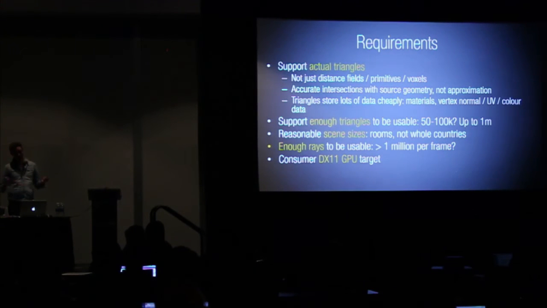I wanted to support a decent size of scene. I didn't want to have to support infinite landscapes or anything like that, but something that was usable for an actual production shot, like a room, something like that kind of size. I obviously needed to be able to handle enough rays that I could actually do something with it. So I guessed that if I could do more than 1 million per frame, I'd probably be in a good basic place to be.